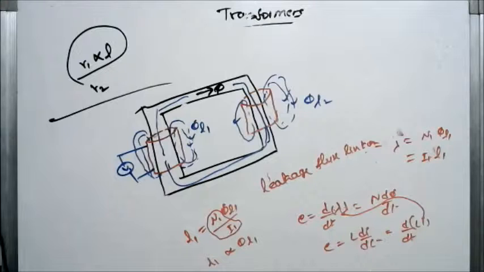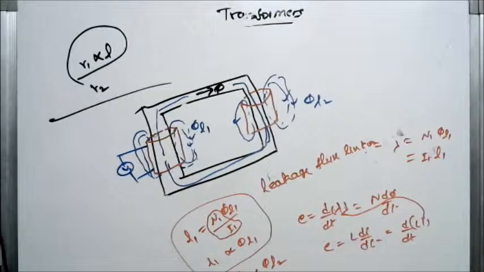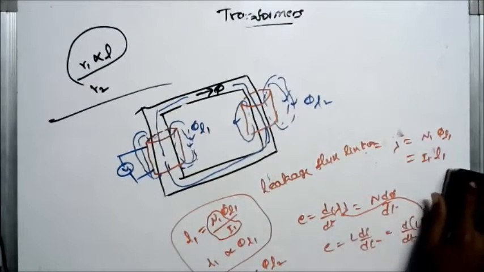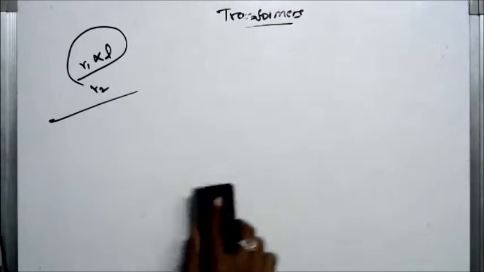This is the primary modeling. We can write L2 is directly proportional to phi L2. So flux we have modeled as an inductor. This is called passive inductor L2. So now we can draw the equivalent circuit of the transformer.